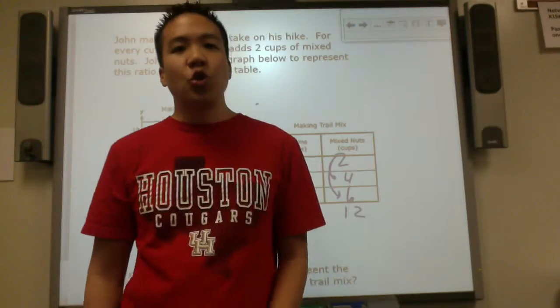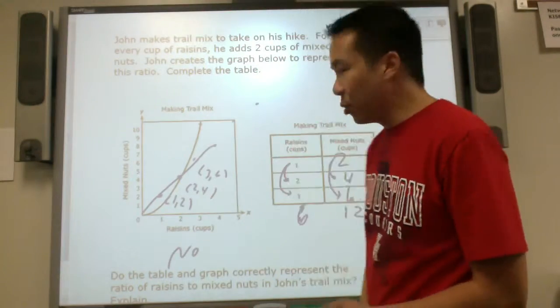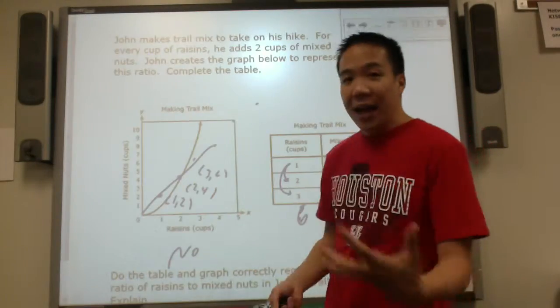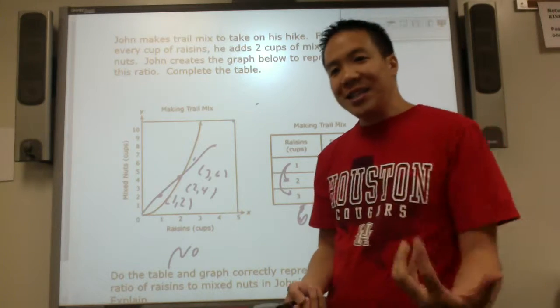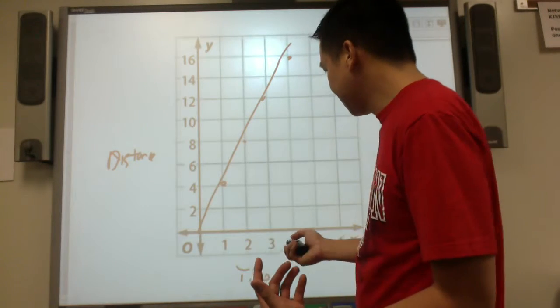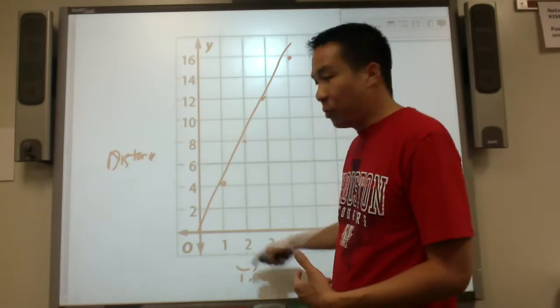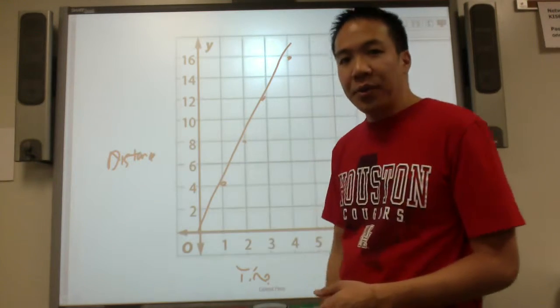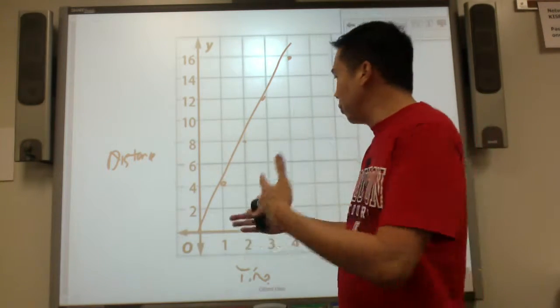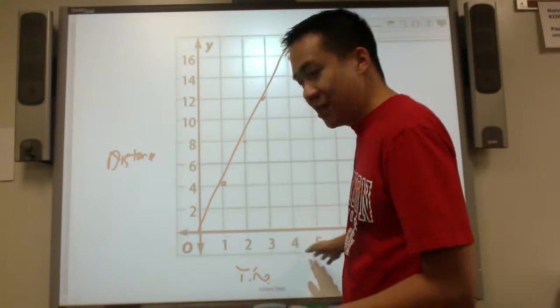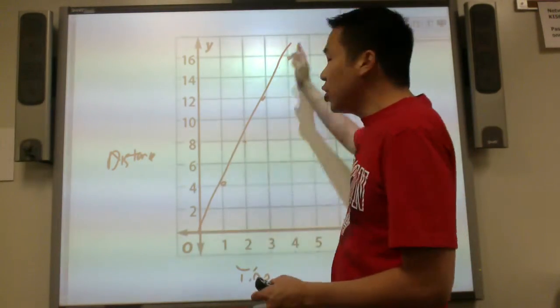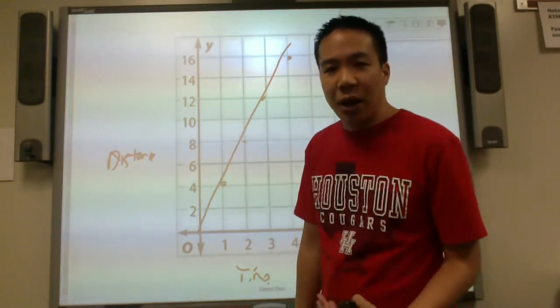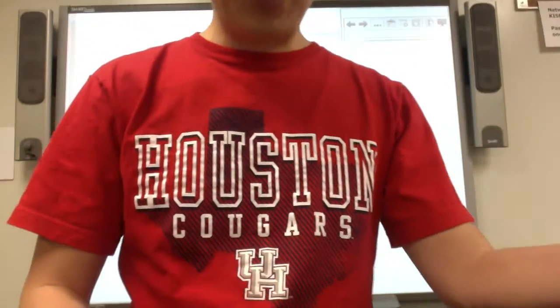So this is how you graph ratio tables. You are given an x and a y, an independent variable or a dependent variable, and then you're able to graph it, x-axis to y-axis, and then you can make predictions from this graph. Graphing ratio tables.